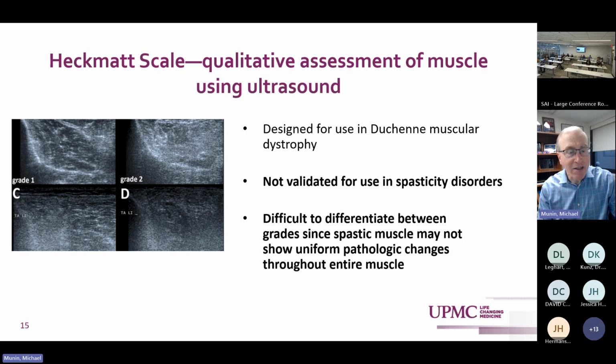And the big thing is that in Duchenne, you see some of these pictures to your left here, the C's and D's. You see in myopathies, there is a diffuse change within the muscle. And sometimes it's really hard, because of these diffuse changes in myopathy, to see the changes relative to maybe the stage 3 or stage 4 grades. And so an interesting scale, but not quite useful enough for what we need in spasticity.